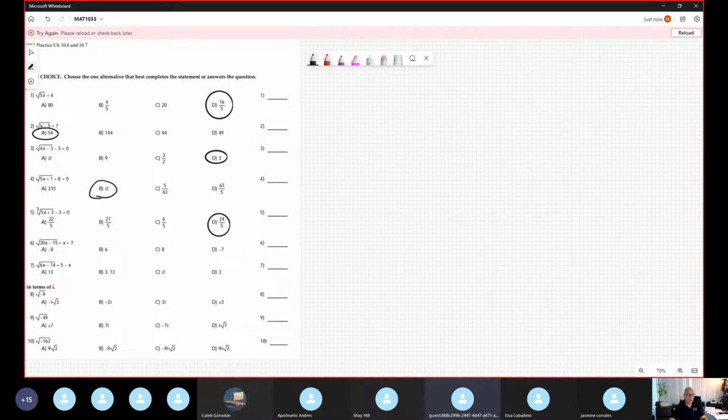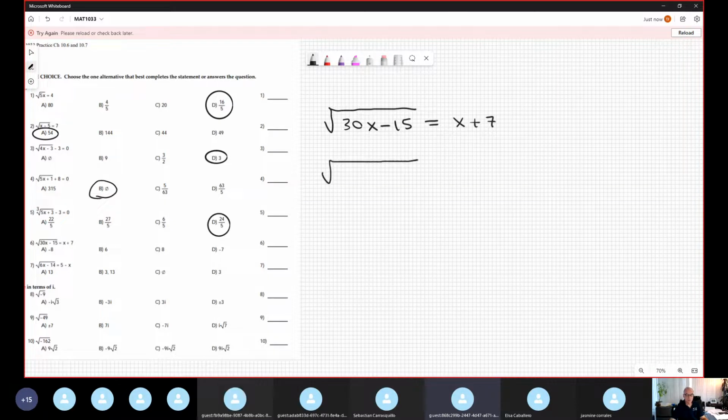Let's move on to the more complicated case, number 6: square root of 30x minus 15 equal x plus 7. In this case, it's more complicated because on the right hand side we have a binomial. Okay, so I copy again. And you square both sides. Square here and square here. It's equivalent to multiply x plus 7 times x plus 7.